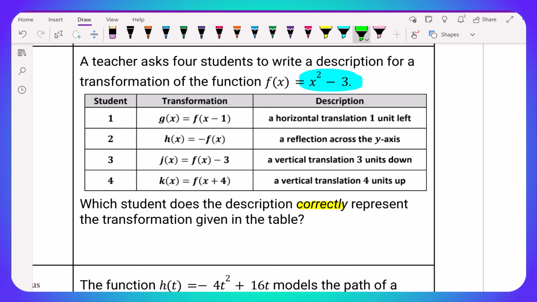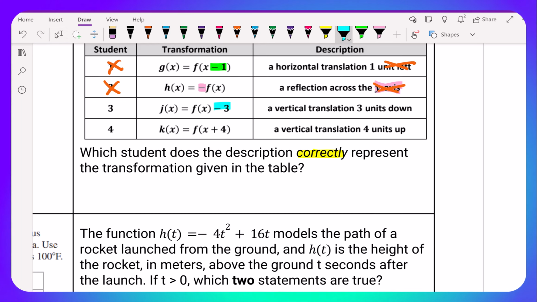Well, according to this, you see how they're subtracting a 1? That would actually move your function right 1. That is not what they say. So student 1 is out. This one right here looks like we are multiplying the entire function by -1. That's going to reflect it over the x-axis, but it says y-axis. Student number 2 is out.